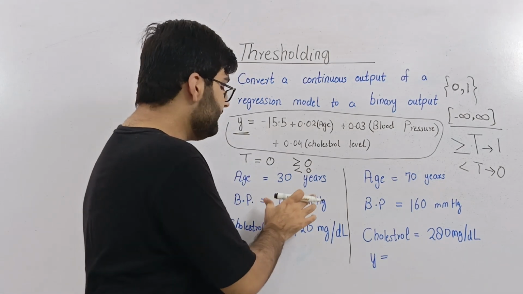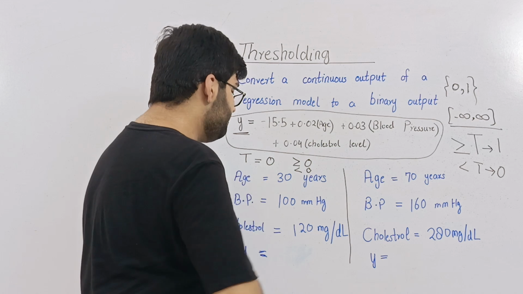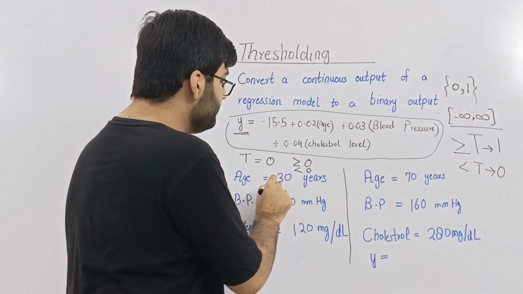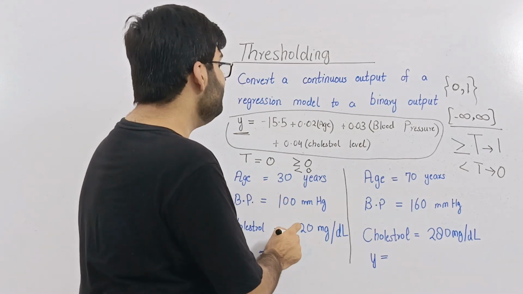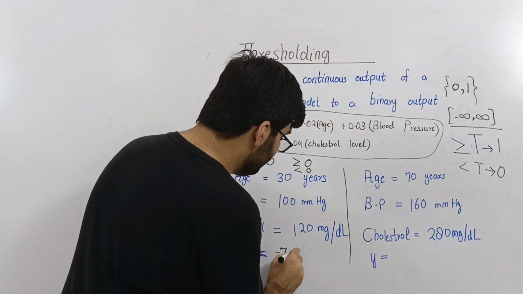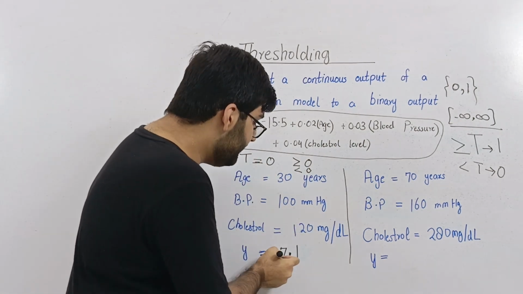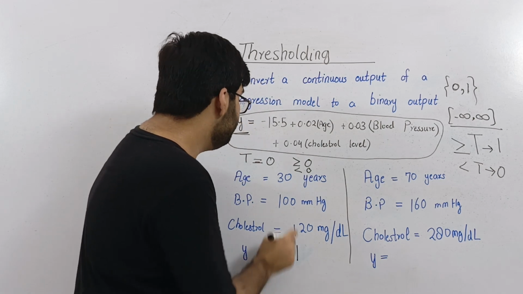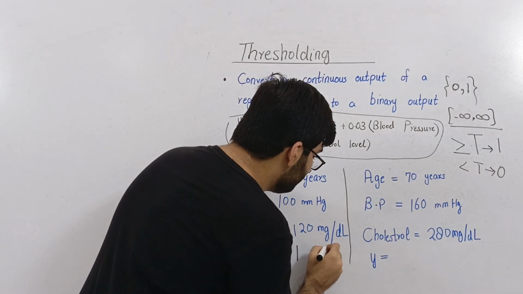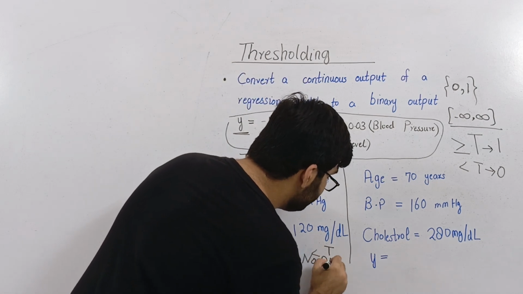So I have written two examples here. The first example has these three values: age is 30, blood pressure is 100, cholesterol is 120. Once we put these three values in this equation, we will get the result minus 7.1. So our threshold is 0. We compare this value with our threshold. This value is less than the threshold, less than 0. So we say no, the person does not have heart disease.